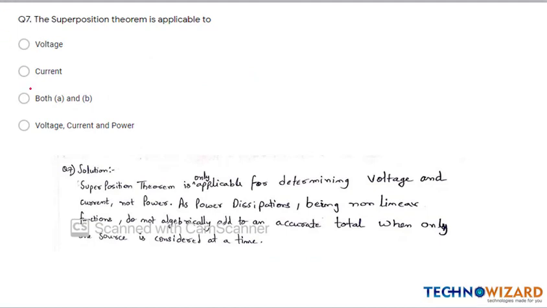Okay, now question number 7, the superposition theorem. This question I have already given in your quizzes. Okay, the superposition theorem is only applicable to voltage and current determination. Okay, for power determination, the superposition theorem is not applicable.